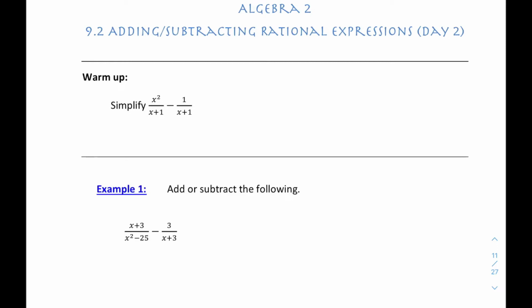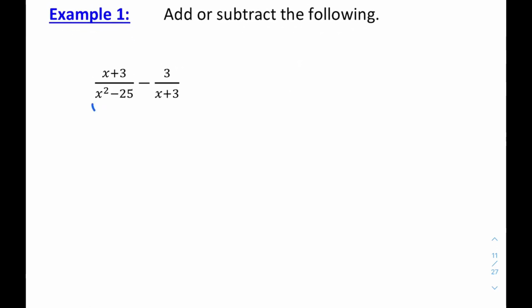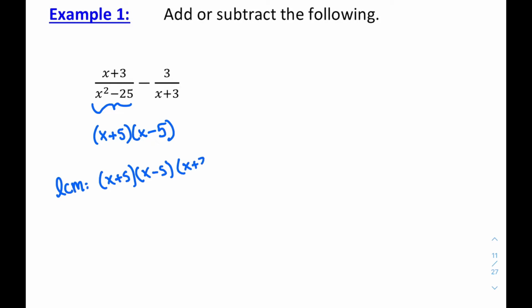We're going to work a little bit more with adding and subtracting. So first off, let's take this one and look at what we need to get our common denominator. So if I factor that, since it's a difference of squares, into x plus 5 and x minus 5, my least common multiple is going to have both of those factors and also my factor of x plus 3 from my second fraction.